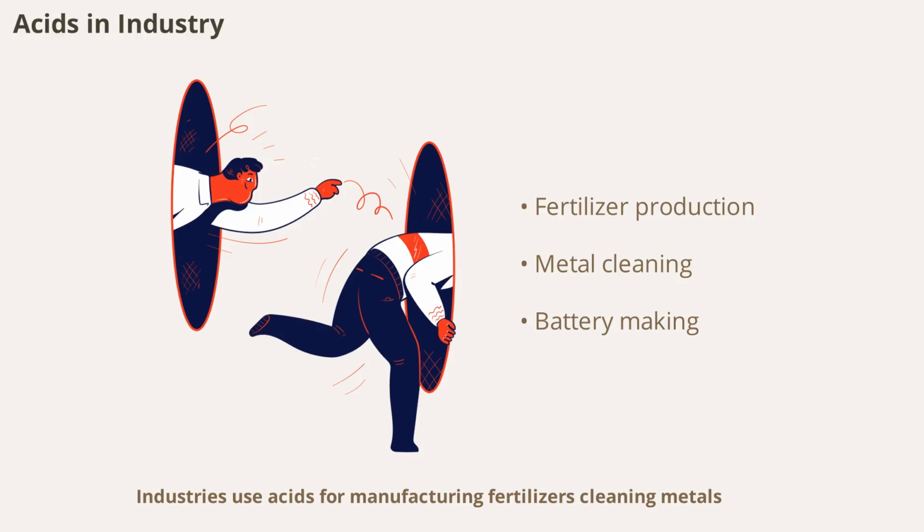Industries use acids for manufacturing fertilizers, cleaning metals, and producing batteries. Sulfuric acid, for example, is one of the most widely used industrial chemicals. Its strong reactivity makes it valuable for many processes.